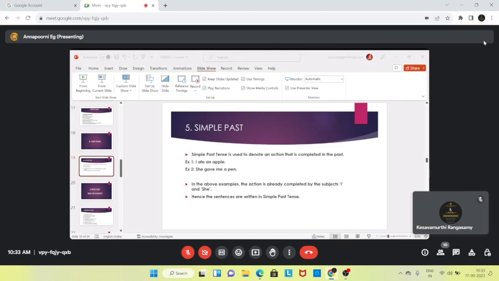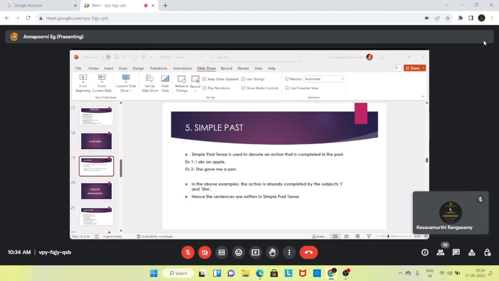So who are the subjects in the first two examples? Aradhana, can you identify the subject in the first sentence? I ate. I want only the subject. Ate is the verb; I am asking for the subject. I is the subject. A person or a thing, whoever is doing the action, is called the subject. So I is the subject. What about the second one? She is the subject in the second sentence.